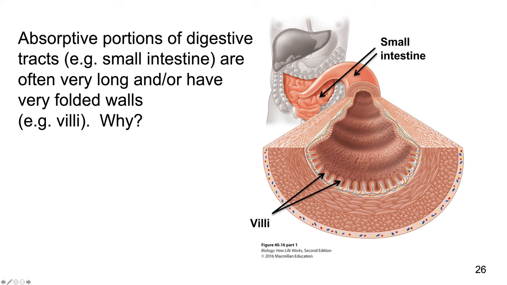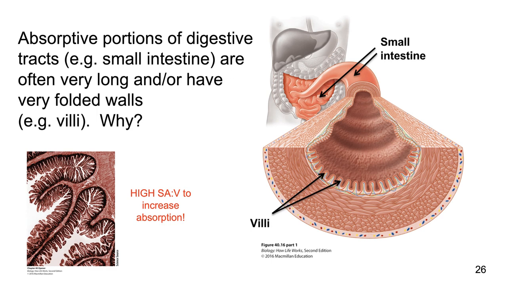So why have a very, very long small intestine, and why have all these little folds? Hopefully you brought this back to structure being related to function. Having that high surface area to volume ratio is great for increasing absorption, which is the major job that the small intestine and these absorptive portions of the digestive tract are involved in. Lots of surface for absorption of nutrients.